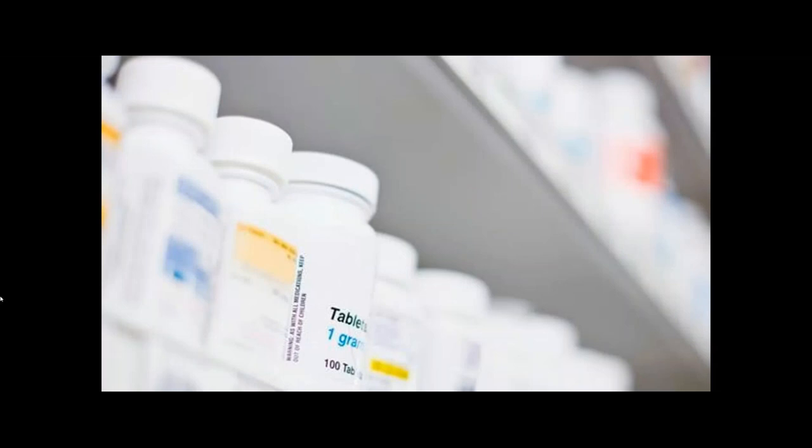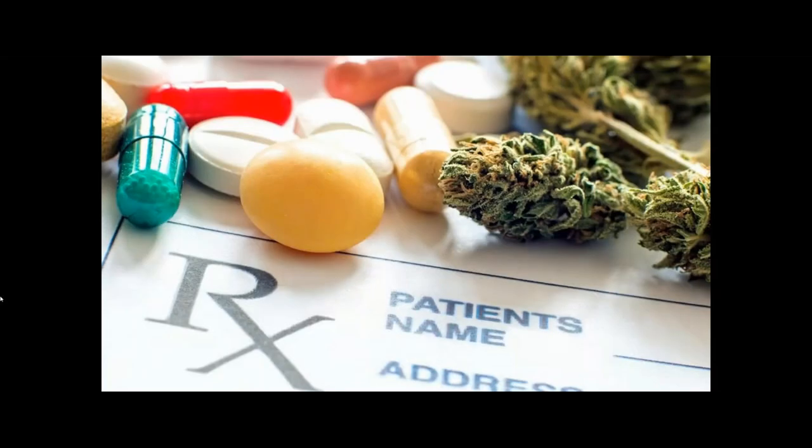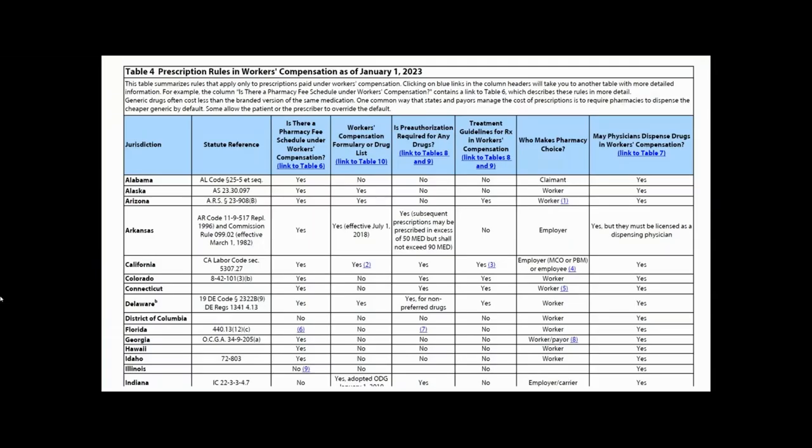There's a wealth of information here on some of the most prominent prescription drug issues policymakers and system stakeholders are concerned about today, such as opioids, drug formularies, medical marijuana, and price regulations. Let's take a look at one of the tables so you can see the quality of the information in this report. For example, Table 4 shows you a top-level summary of prescription rules and workers' compensation as of January 1st, 2023. Everything is broken down by state and answers these questions.